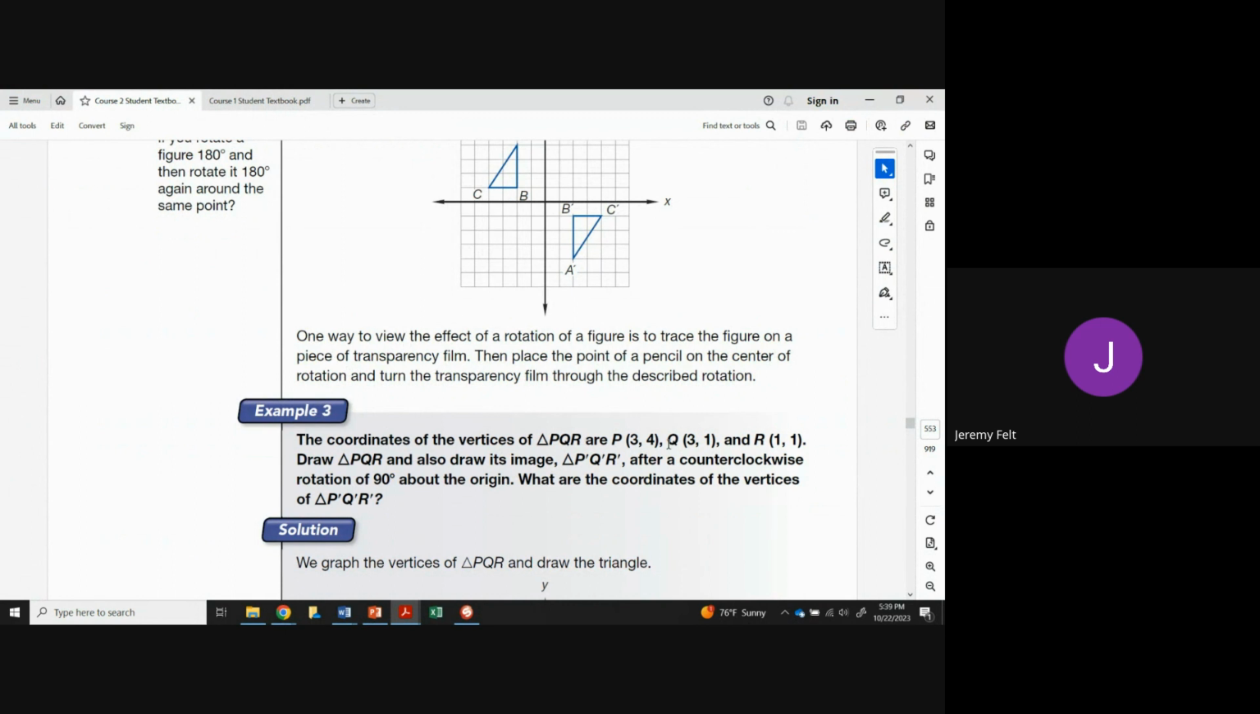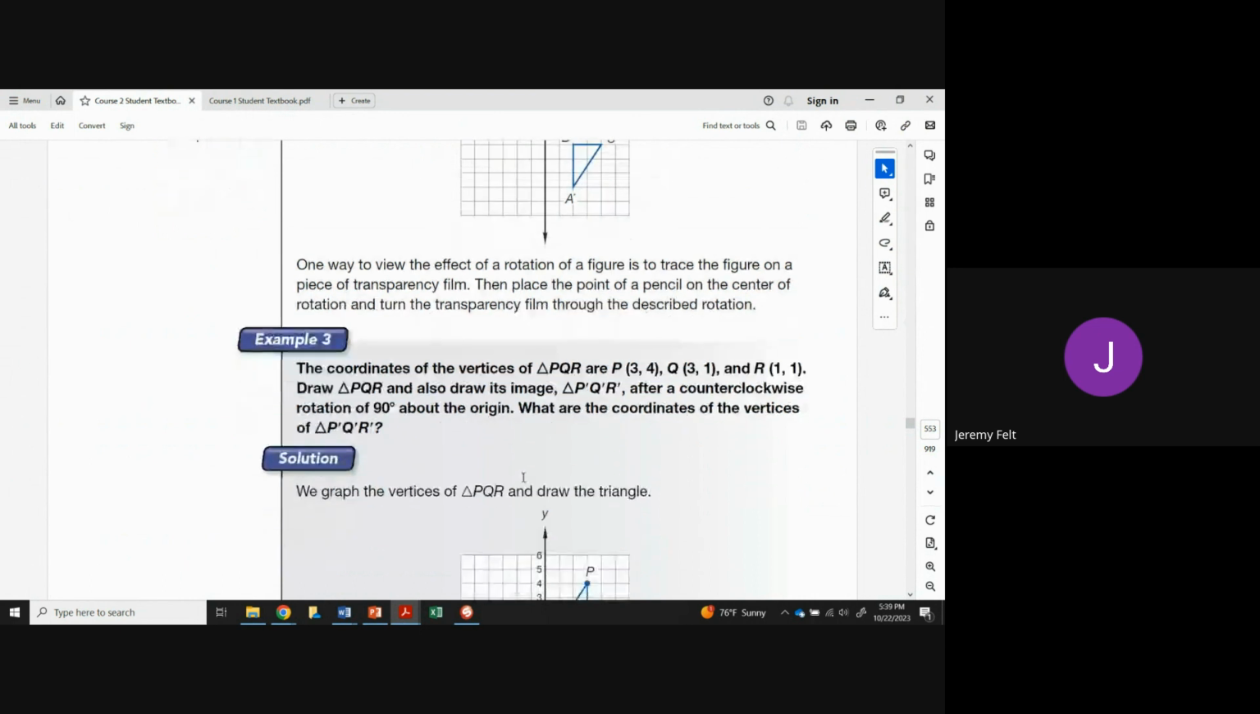So let's take a look at 3. We draw the coordinates for a triangle PQR. P is 3, 4, Q 3, 1, R is 1, 1. And then draw its image P prime Q prime R prime after a counterclockwise rotation. So again, counterclockwise means that we're going to move to the left. When you think about a clock and you're moving backwards, that's counterclockwise, about 90 degrees about the origin. And give the coordinates of the vertices.